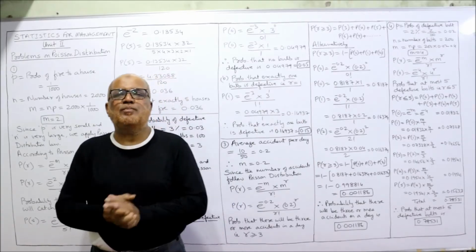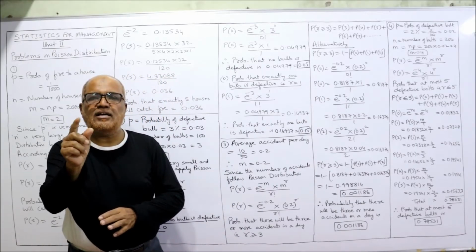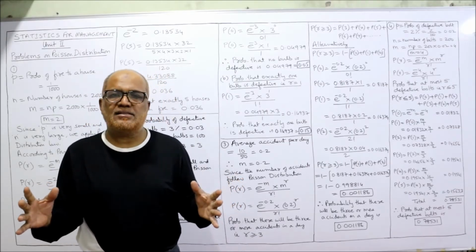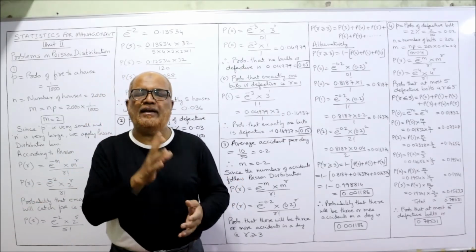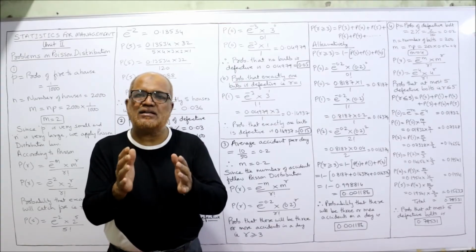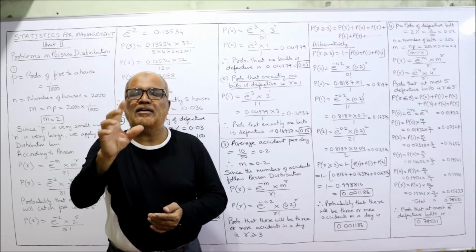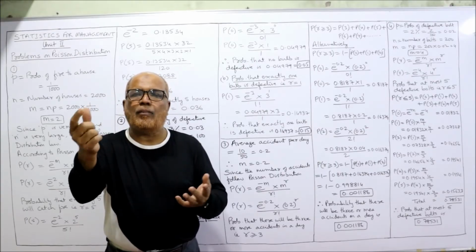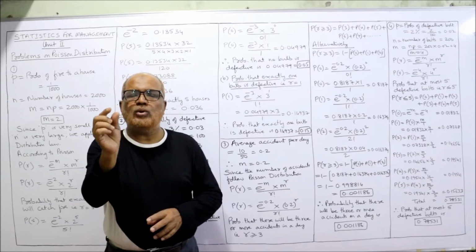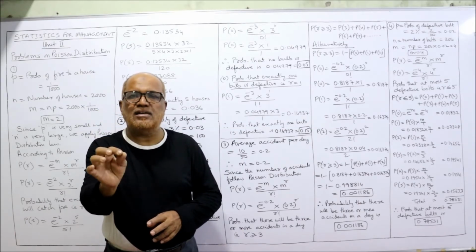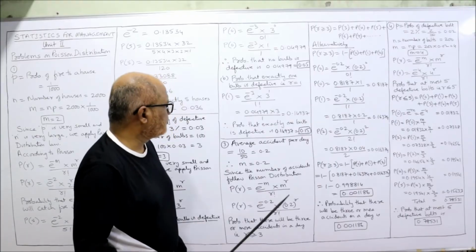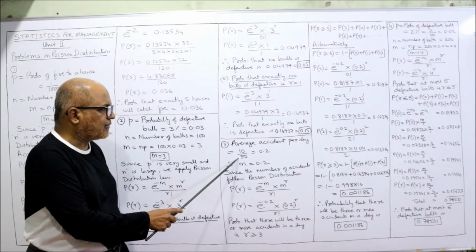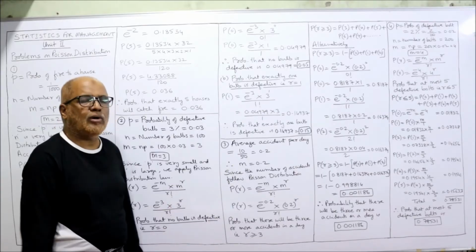Now, in this problem, the average accident per day is given. 10 accidents took place in a span of 50 days. So what is the average accident per day? 10 divided by 50, 1 by 5, 0.2. So 0.2 is the average accident per day. So m is equal to 0.2.